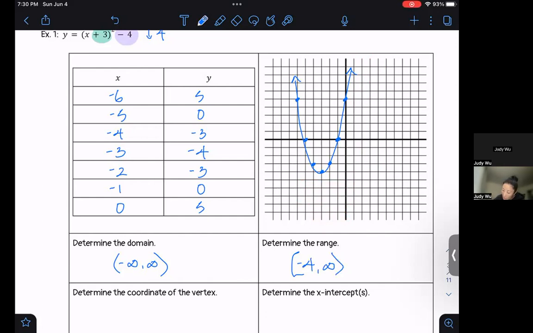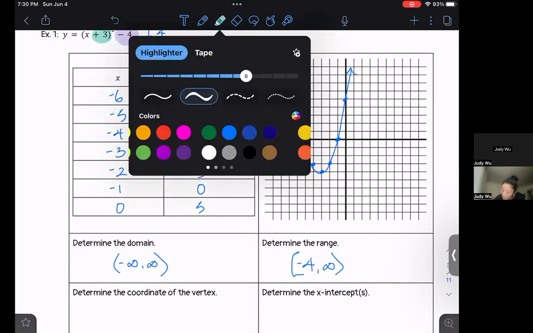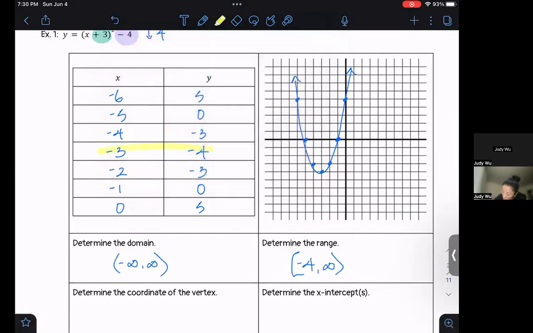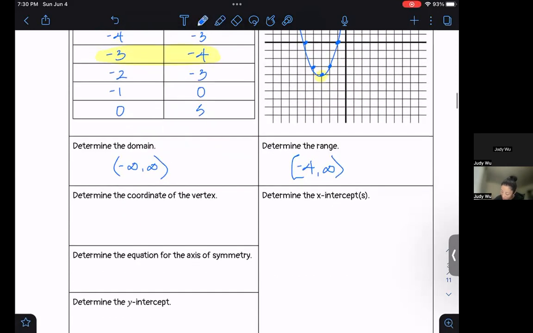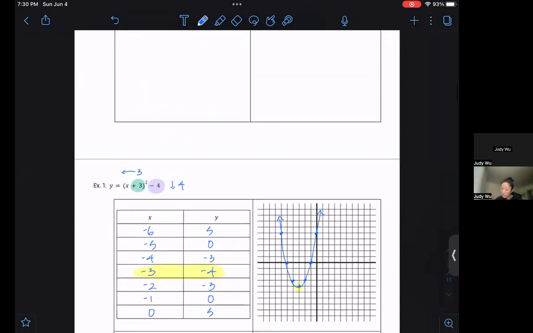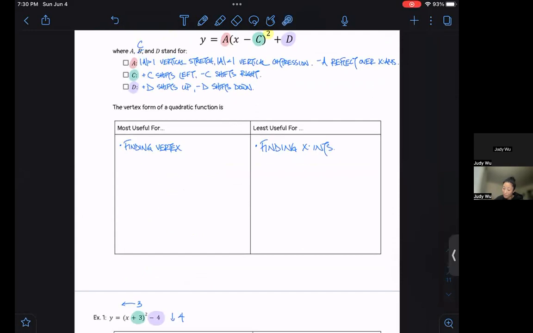All right, now the coordinates of our vertex, -3, -4, that was this point right here. All right, we can write that right here, -3, -4. All right, and that was something on the previous page. I had said this vertex form is really useful for finding the vertex. That's how we named it, the vertex form, okay?